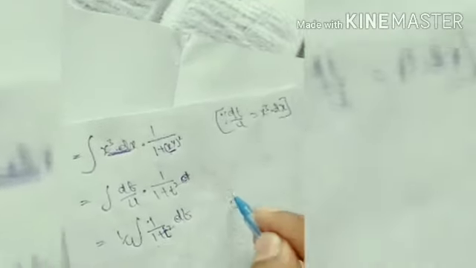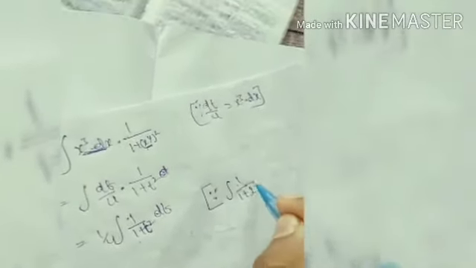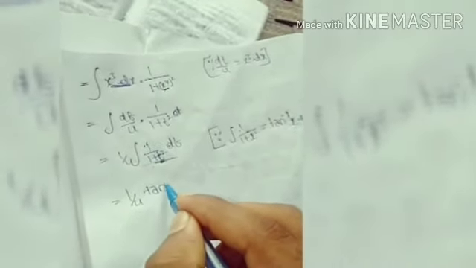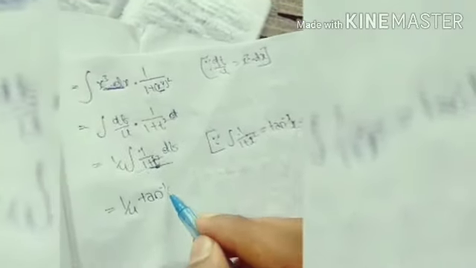As per our integration formula, the integration of 1 by 1 plus x square is equal to tan inverse x plus c. We already have this formula. In this place we substitute tan inverse x, where x is t now. So we write 1 by 4 tan inverse t plus c. This is the total one.